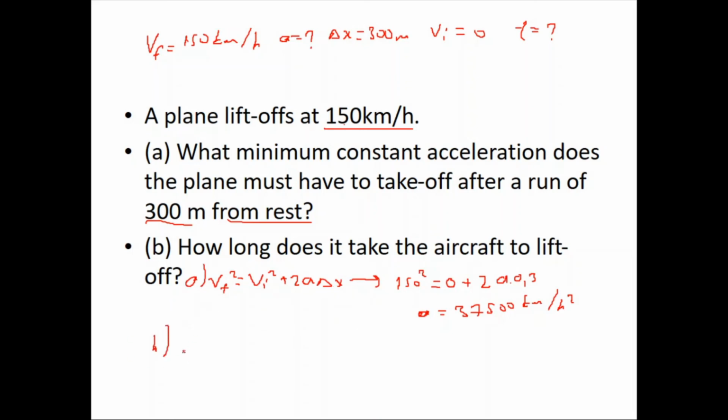For B, how long does it take the aircraft to lift off? To find time, again, I'm going to use delta t is equal to delta v over a. So delta v is v final minus v initial, which is 150 minus 0, divided by acceleration, 37,500 kilometers per hour squared. If we calculate this value, we will get 0.004 hours. And it will make 0.24 minutes. Then if we change it to seconds, it will be 14.4 seconds.